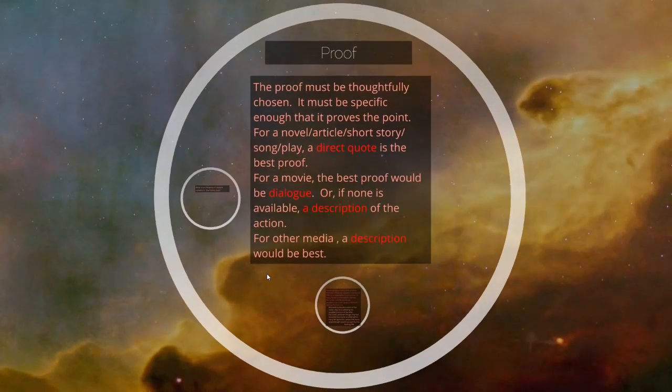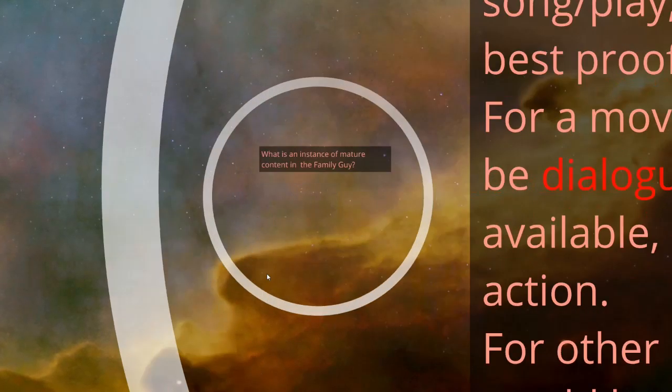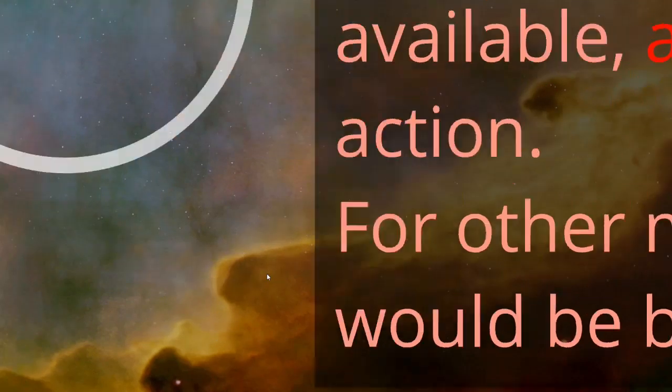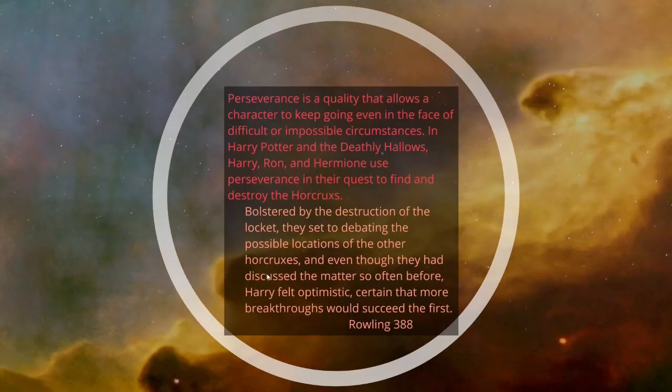Proof. The proof must be thoughtfully chosen. It must be specific enough that it proves the point. A direct quote is very good proof, especially if it comes from someone who is an expert in the field of the topic that you are researching. If you were writing about a movie, you could use dialogue or description of the action. If there's some other media, a description would be best. What is an instance of mature content in The Family Guy? You guys all know that TV show.